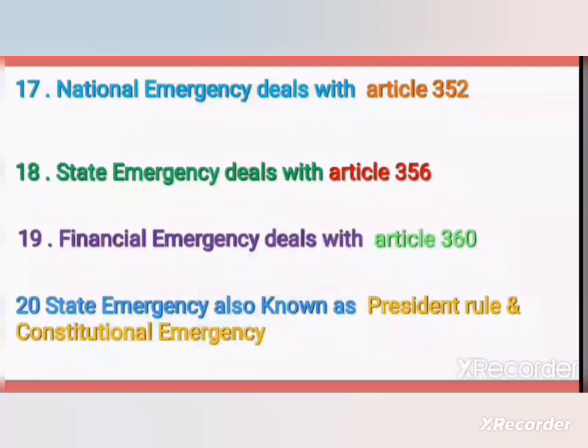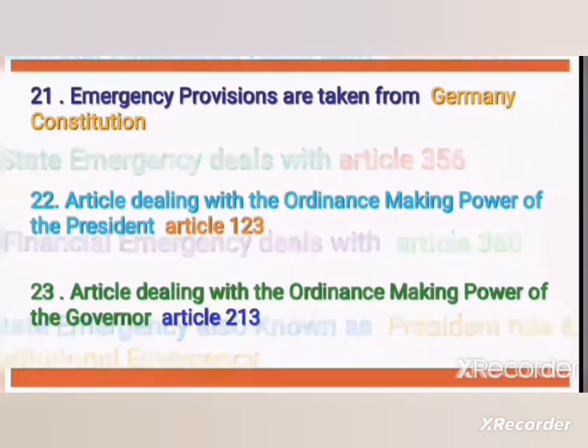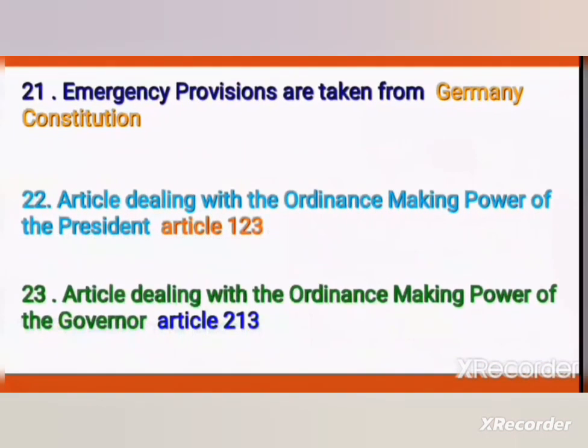Next one, national emergency deals with Article 352. State emergency deals with Article 356. Financial emergency deals with Article 360. Next one, state emergency is also known as President's rule or constitutional emergency. Emergency provisions are taken from the German Constitution.